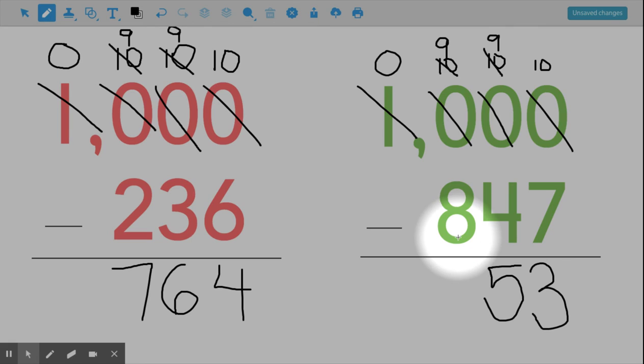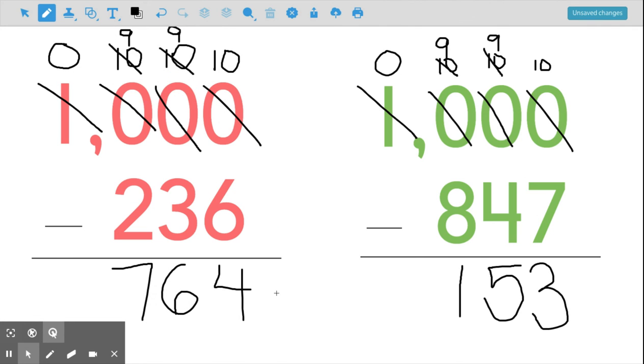9, take away 8. If you hold up 9 fingers and take away 8, how many do you have left? 1 finger. And over here in our thousands column, we don't have anything left, so we don't need to bring anything down. And our total is 153. So if you start with 1,000 flowers in your yard and you pick 847 flowers, you're only going to be left with 153 flowers. So that is how you subtract using 1,000.